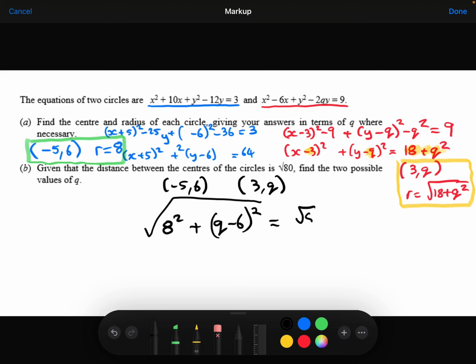Just remember how we work out the distance between two points. If I've got the point minus 5, 6 over here somewhere, and the point 3, q, which I'm just going to roughly put here for now, then the distance between them can be found with a little bit of Pythagoras. We know the base is the difference between minus 5 and 3, and the height would be q minus 6, or 6 minus q, it doesn't matter.